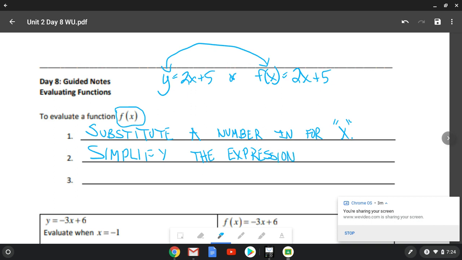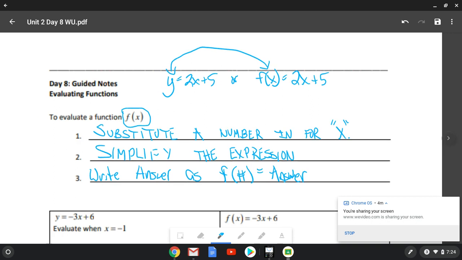And then my last step, this is where it's just different from before. We're going to write the answer in this function notation. So write the answer as f, let's do lowercase actually, that's what it's usually written as, f of the number that you plugged in equals your answer, whatever you get out. So that's how we want you to write the answer in the end. So let's do an example here up above.